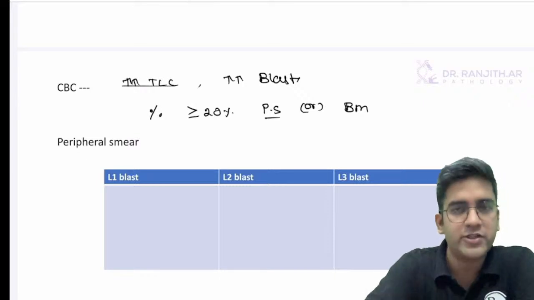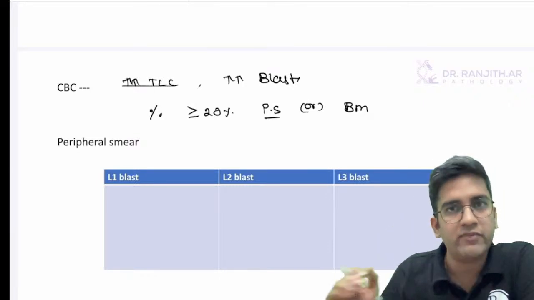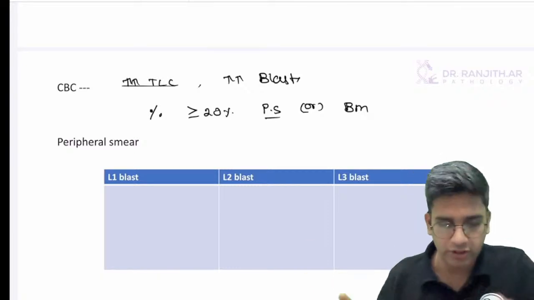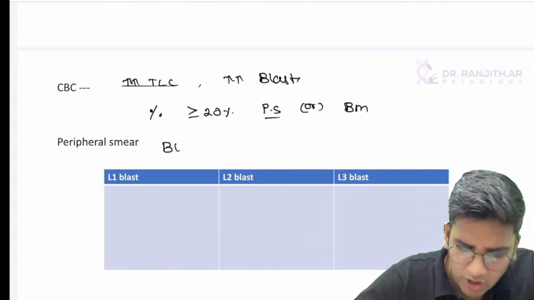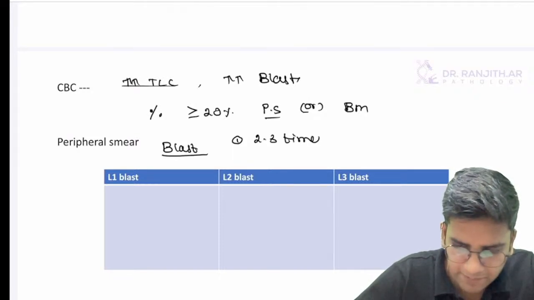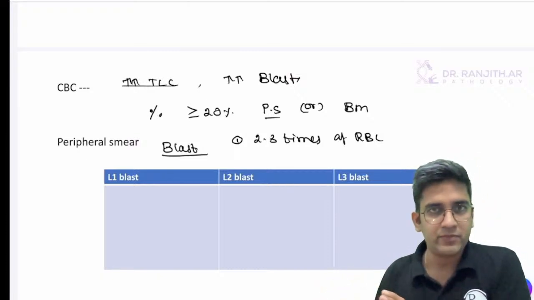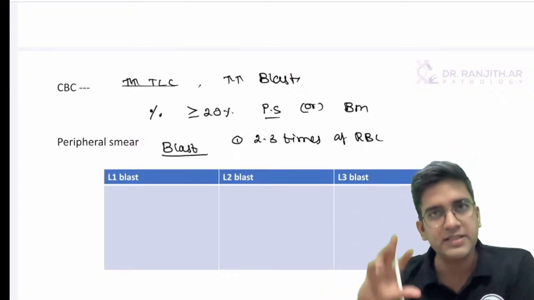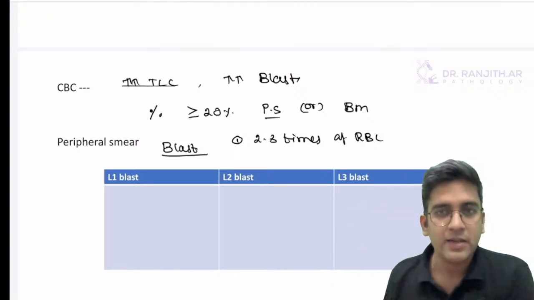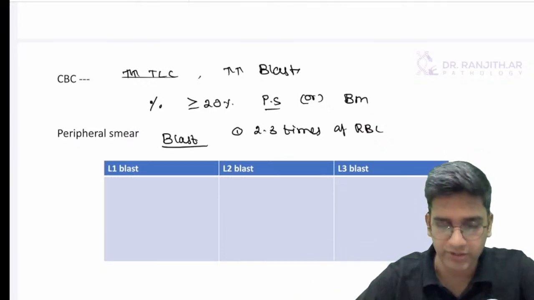So once it comes to peripheral smear, how do I know it's a blast? Write this point by point when you are in exam, but here I will write it horizontally. For me to call anything a blast, the first criterion is it should be at least 2 to 3 times the size of an RBC. You can easily draw a diagram, putting a normal RBC and drawing a big cell 2 to 3 times larger, because there's no space for erythroblasts to proliferate in the marrow, so hemoglobin reduces.